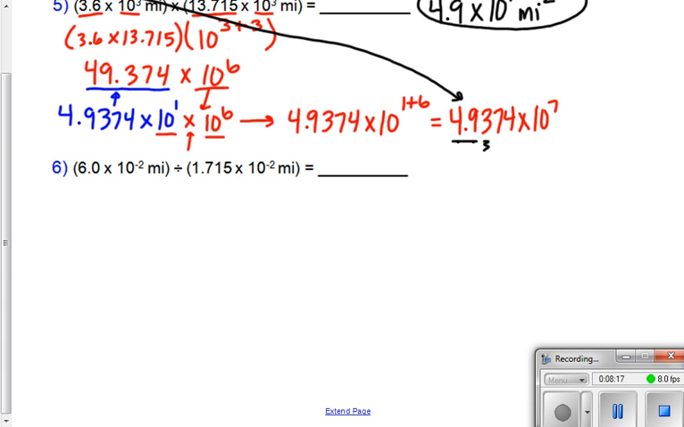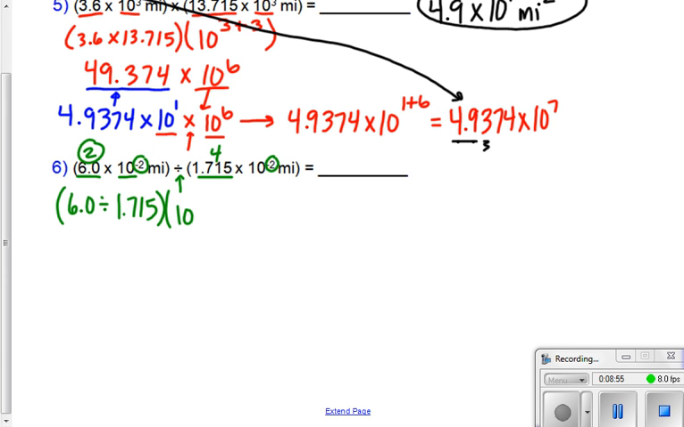Last example, 6.0, 2 significant digits, 1.715, 4 significant digits. So we would round to 2 significant digits here. This operation here is division. Steal those numbers here. Group them. 6.0 divided by 1.715 in a set of parentheses. Second set of parentheses, go ahead and take off your base and exponents here. So we have a base of 10. It has an exponent of -2 and -2.